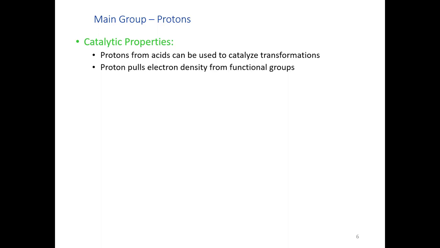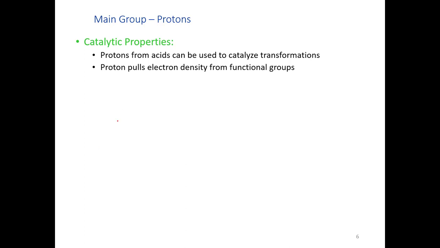Hydrogen atoms in the +1 oxidation state are also often used as catalysts, especially in organic chemistry. This usually takes the form of a proton from an acid, where the proton acts as a Lewis acid to pull electron density away from functional groups to make them more electrophilic. I'm sure you can probably think of many organic reactions that are acid catalyzed, but the example I will show you is an acid-catalyzed ester hydrolysis.